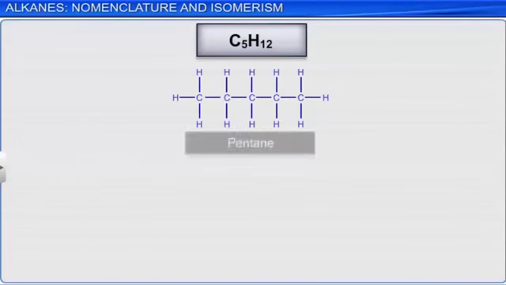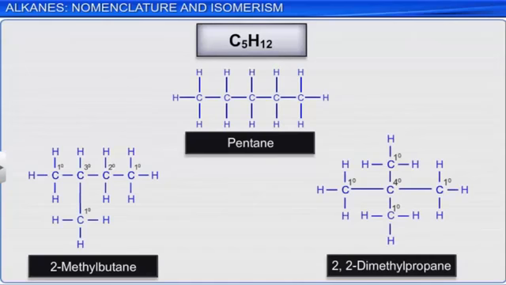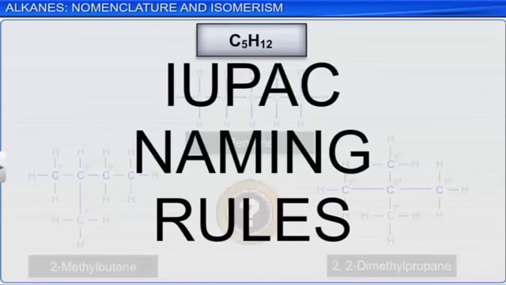We have learnt that the properties of a compound depend upon the structure of the compound. However, these compounds have the same molecular formula. So, how do we differentiate between them and how do we decide their names? To address the issue, the International Union of Pure and Applied Chemistry, or IUPAC, has come up with standard rules for naming compounds.